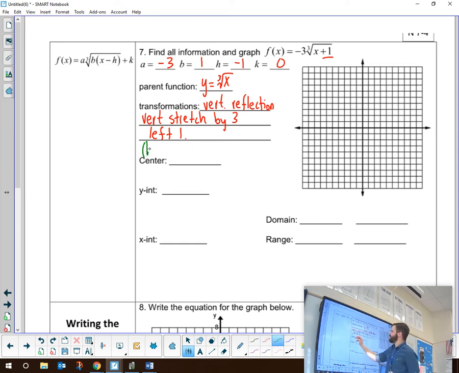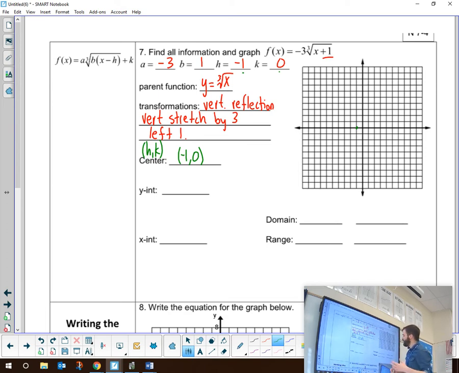Now that's going to really help out my center. Remember, our center is h and k. So if we're going to go to the left 1, we're not going up and down at all. My center is just going to be at negative 1, 0, i.e. whatever my h and k are. Okay? Then we're just going to find some points to go with it. We have our points at negative 1, 0. It's going to have this weird vertical stretch. You'll see it. You'll know what I'm talking about here.